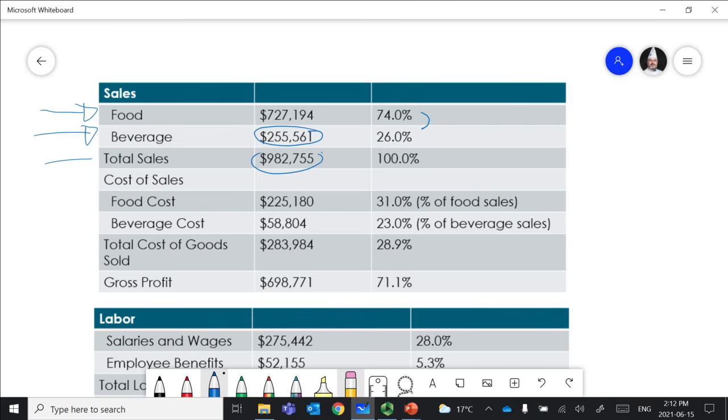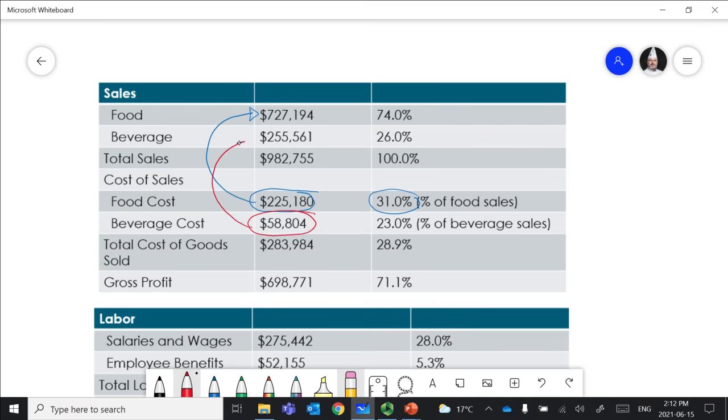Once we're done with that quick couple of lines, then we move into costs. We start taking out our largest costs first. So in this case, we have food cost first, right? Food cost is our single biggest expense in our restaurant, probably next to labor. That's probably pretty close as well. But here, from our cost of sales, we have $225,180. To get this 31%, we're going to divide this by the food sales, not by total sales, right? Beverage cost, we're going to take that $58,008 and divide that by our beverage sales to get this 23%.